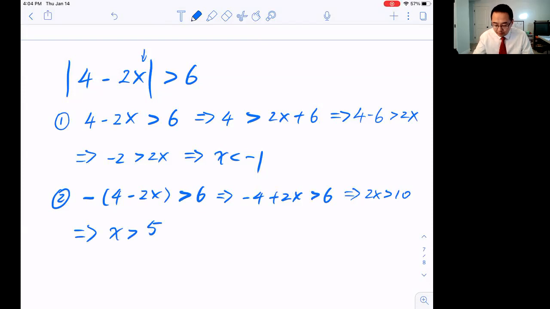So again, you can plug this into your inequality and check. The next whole number is x equals 6. So 4 minus 2 times 6, and 2 times 6 is 12. 4 minus 12 is -8. The absolute value of -8 is +8, which is greater than 6. So that's how you find these two solutions. Okay, that makes sense?